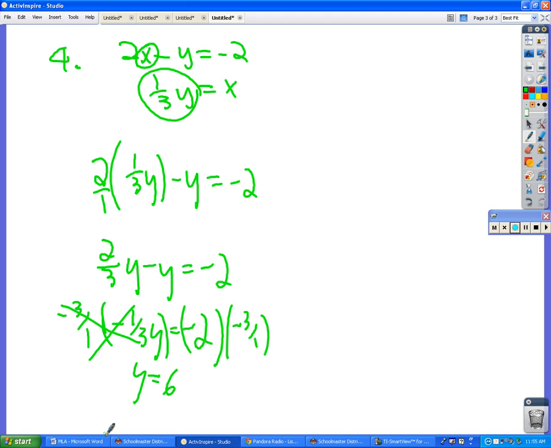What's x? Oh, okay. Well, just for funnies, how would you figure out what x would be if it was not multiple choice? Anybody? Plug it in. So if I plug 6 into there, 1/3 of 6 is 2. So my answer is x equals 2 and y equals 6, which is B.